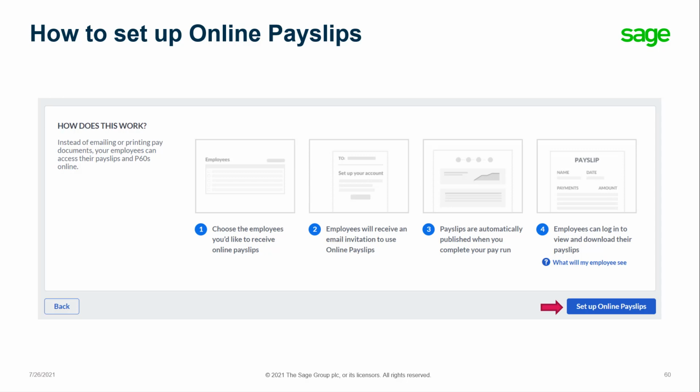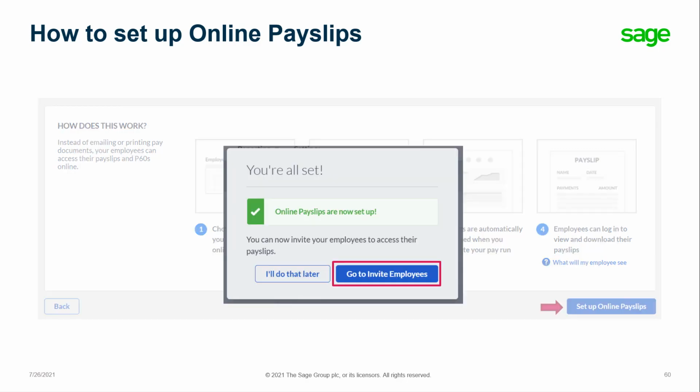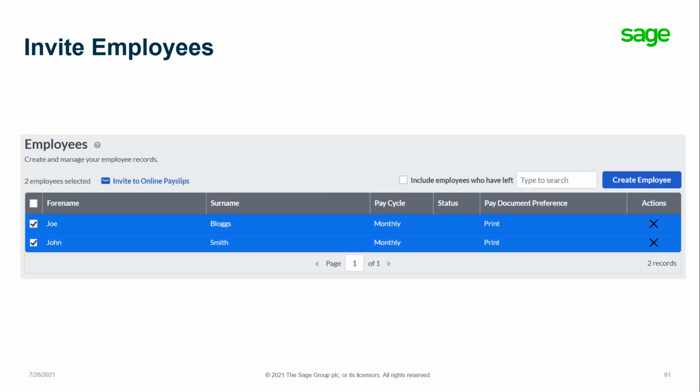You must accept Sage HR's terms and conditions before continuing. Then a dialog will appear on screen, and once you're ready to invite your employees, select Go to Invite Employees to choose who from your employee list you'd like to invite, as an email invitation will be sent to them and they'll need to accept.